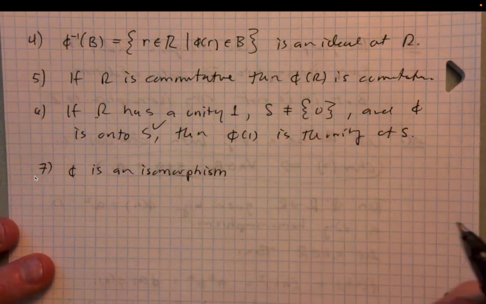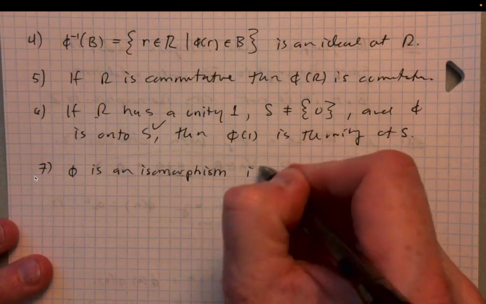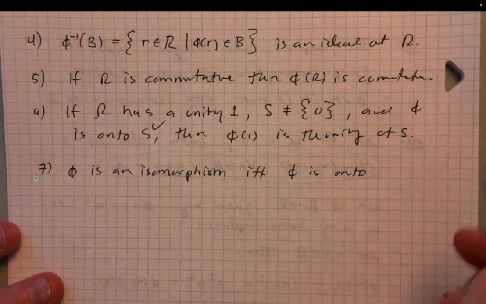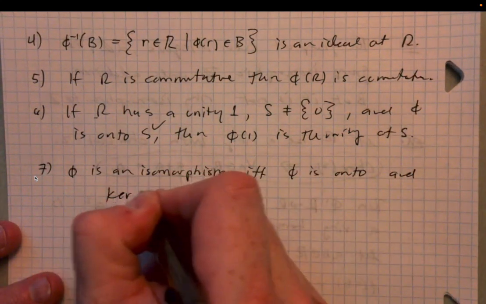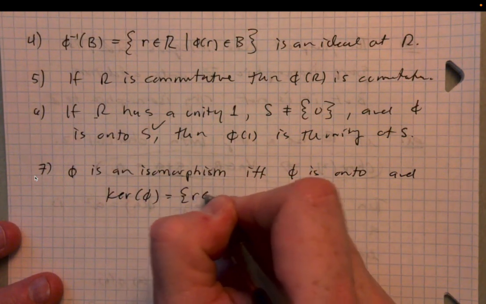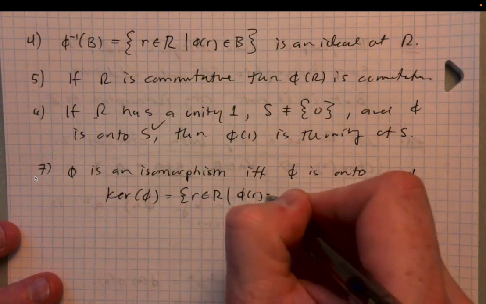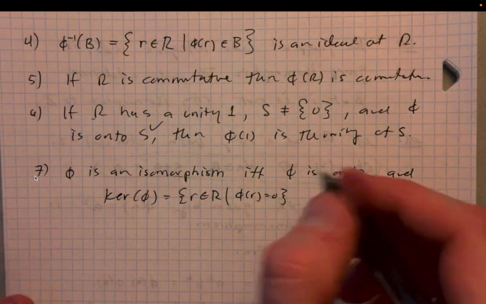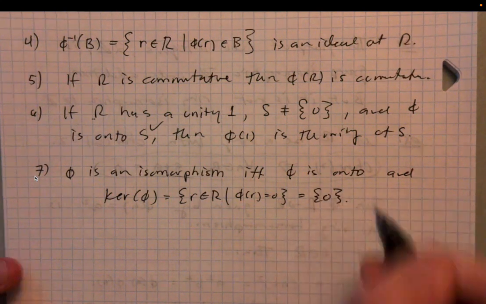Right, so we're talking phi is automatically a homomorphism by assumption, but it's also an isomorphism if and only if phi is onto, right, and the kernel of phi, let's remember what that is. The kernel is going to be all of the elements in the ring R such that they map to 0. Right, so phi is an isomorphism if and only if phi is onto and the kernel is equal to just 0.